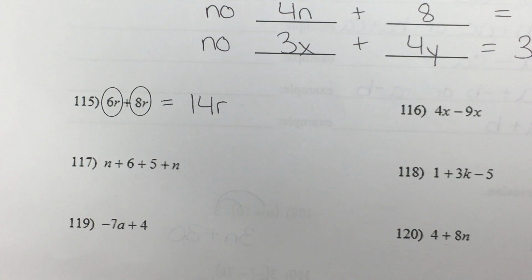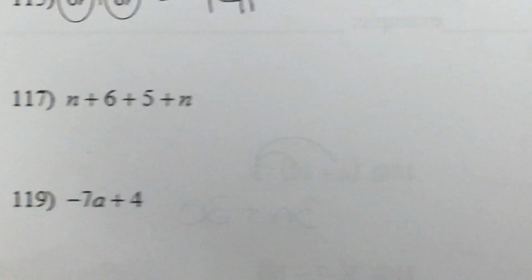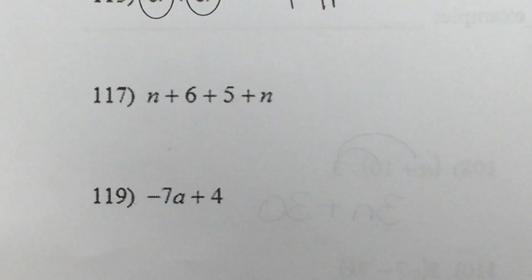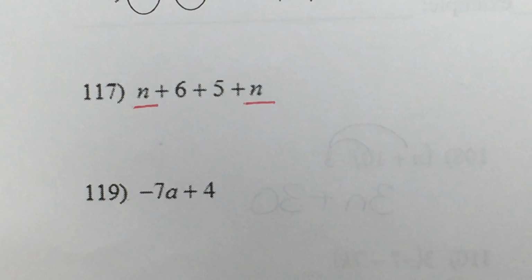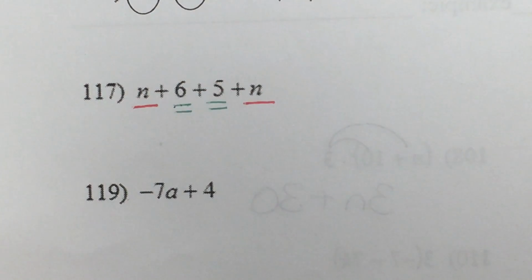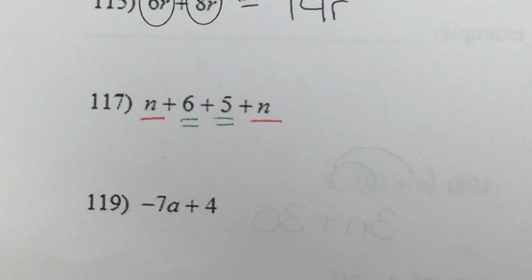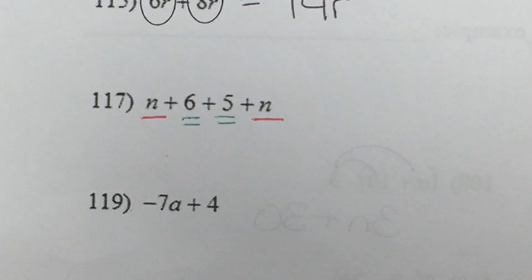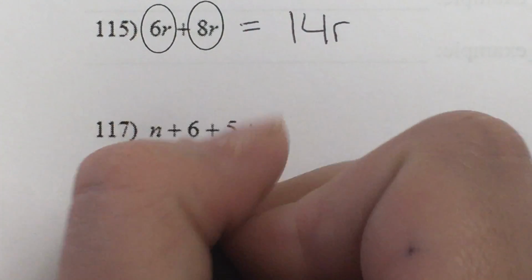Let's look at 117. Let's just go right down. Let me zoom in a little. We have n plus 6 plus 5 plus another n. So these two n's will be considered like terms. And then these two constants will also be considered like terms. So we need to combine the ones that are alike. n plus n. Well, this is 1n plus another n would be 2n.